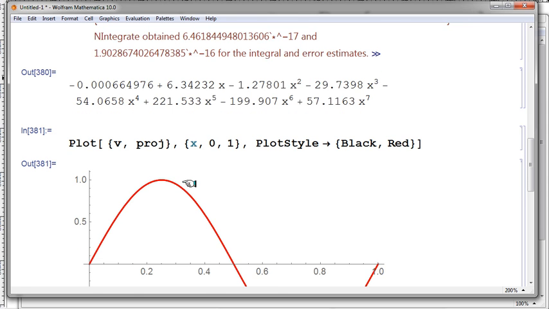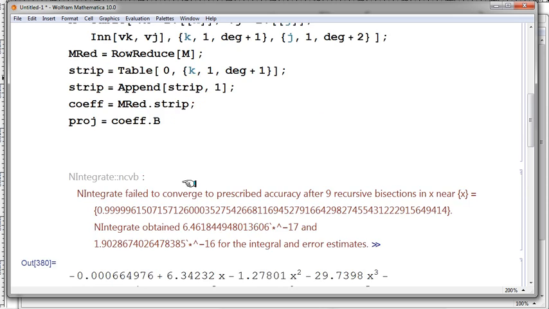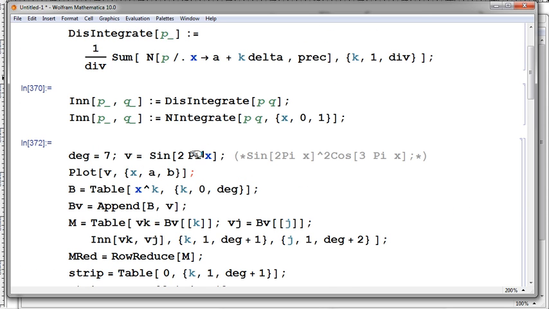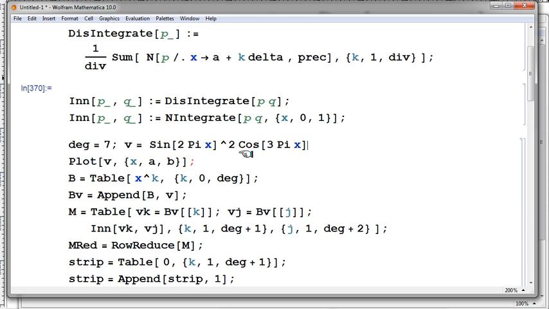But when we change this function sine 2 pi x to something else that's more complicated, like this one, let me first sketch this function to show you the shape of it.